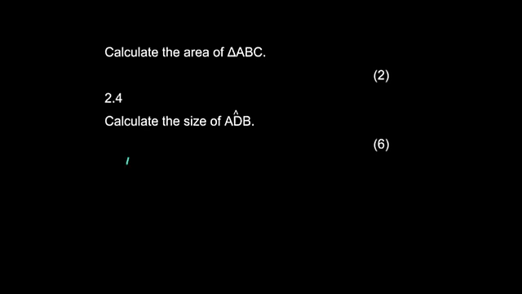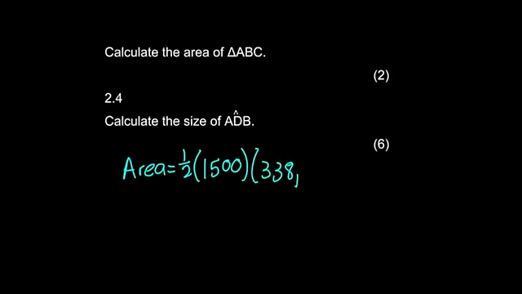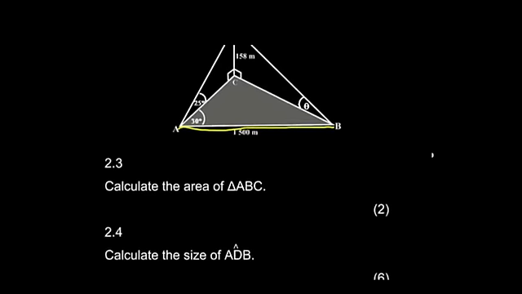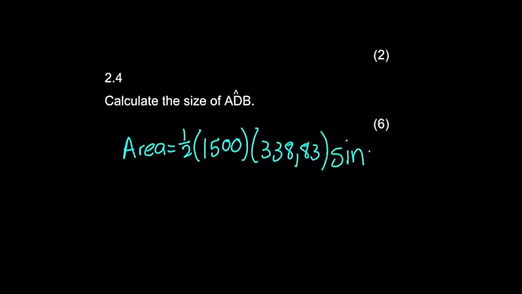Okay, so the area of that triangle is going to be a half times the 1,500 multiplied by the 338.83, and that is multiplied by sine of the included angle, which happens to be 30 degrees. Okay, this is 2.3.